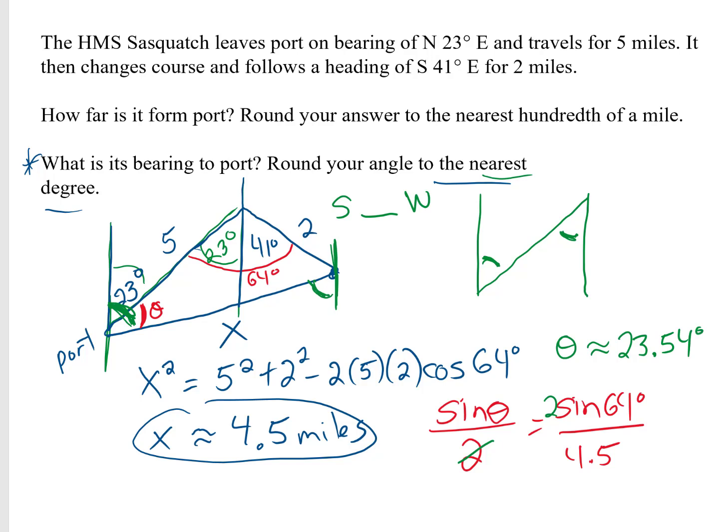23.54 degrees. So if I add the 23.54 to the 23 up here so I can get this whole angle, I will have my bearing angle here. And if I round to the nearest degree, it looks like that would be 46.54, so it's got to go up to 47 degrees. So this is the bearing to go back to port.